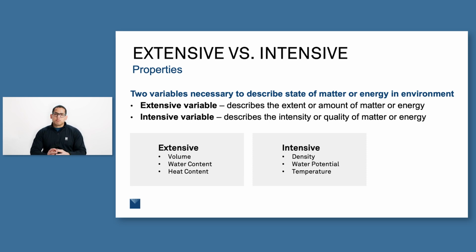A good example that a lot of us can understand is temperature versus heat content. Temperature is the intensive variable. That's what we actually feel in the environment. The heat content is the actual amount of heat that is there in the environment, and that can change depending on different properties of the material and doesn't always tell us a lot about how we're actually going to feel in the environment. We see the same thing when it comes to water content versus water potential.